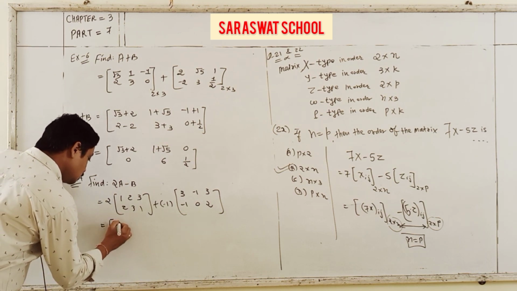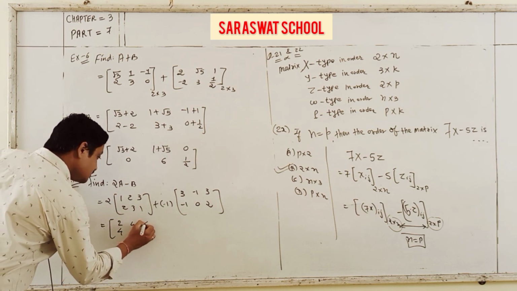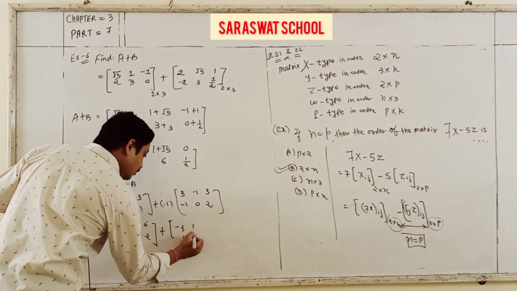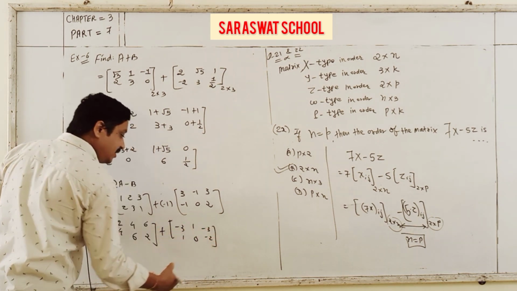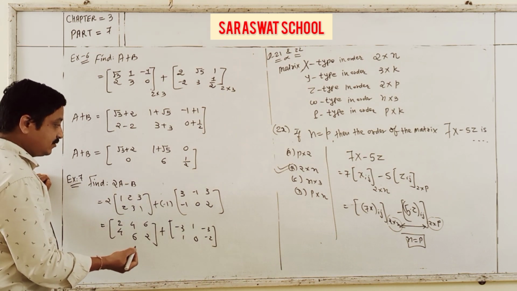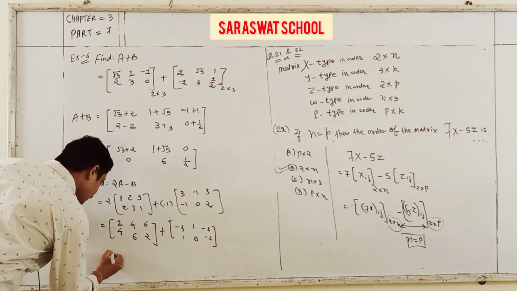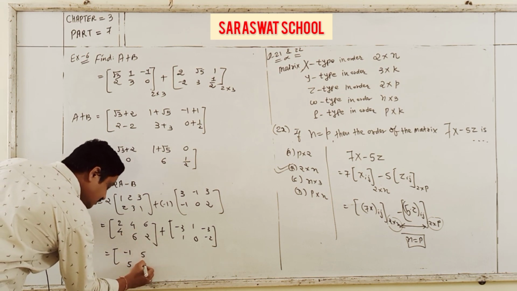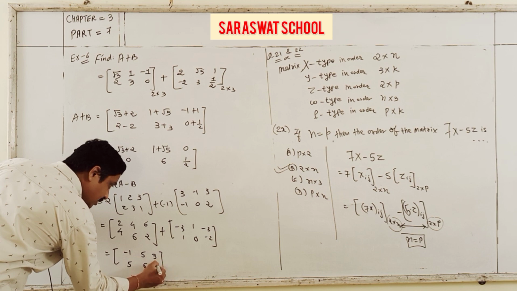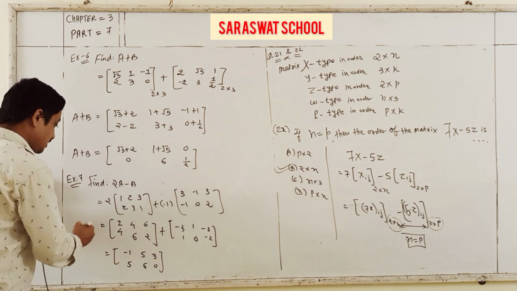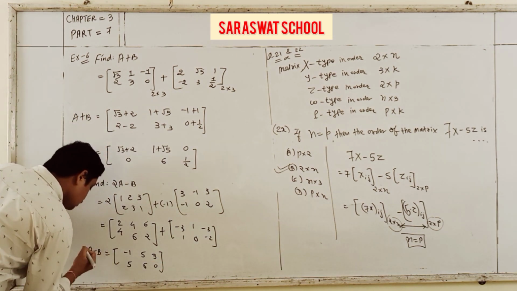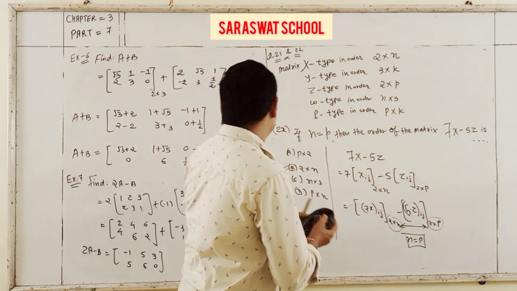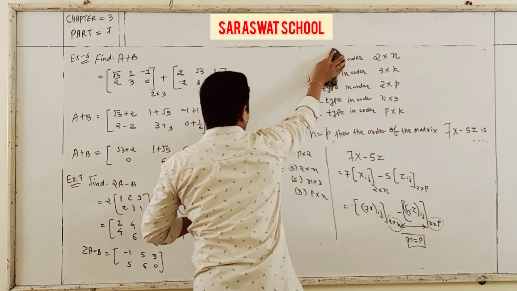So your data is coming 2 4 4 6 and 6 2. That much minus 3 1 1 0 and minus 3 minus 2. Now add them. 2 minus 3 minus 1. 4 plus 1 5. 6 plus 0 6. 6 minus 3 3 and 2 minus 2 0. That's your 2a minus b. Happily over that. Continue. Example number, students, 7.